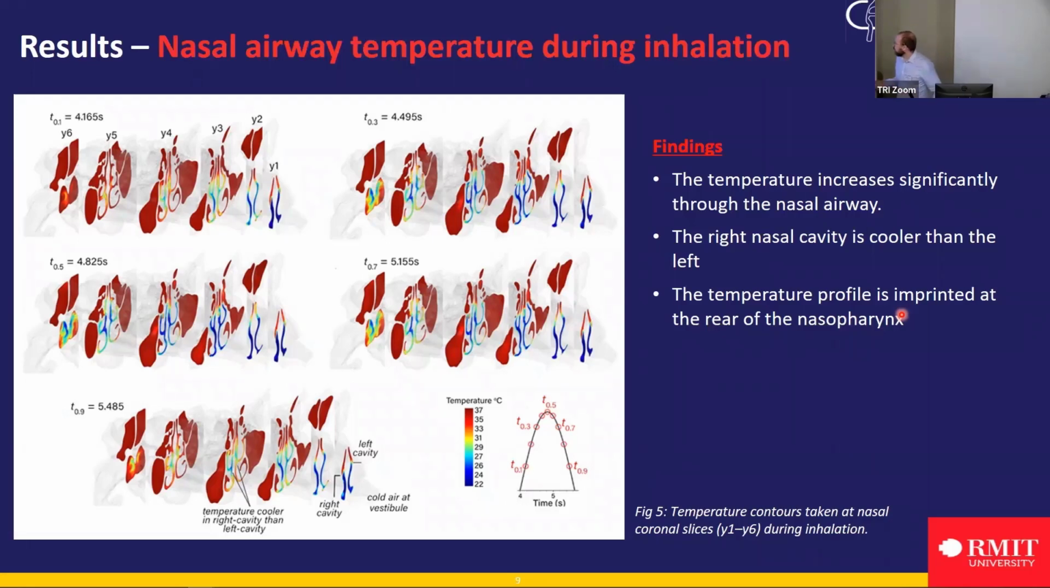We can see that the right nasal cavity is cooler than the left, which has been a common theme in these presentations, where there's asymmetrical fluid flow through both nasal cavities. And we can see this temperature imprint on the back of the nasopharynx, which is actually a result of the turbulence, which hasn't been recognized in previous studies.